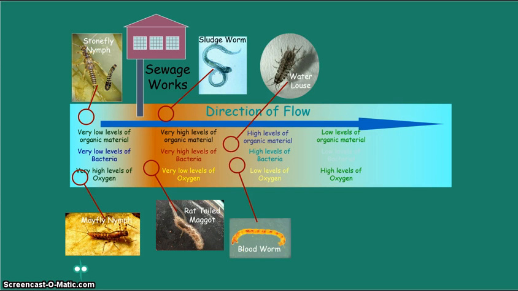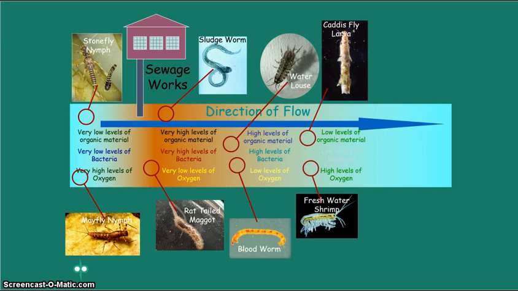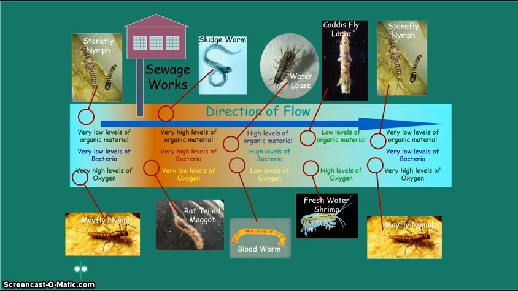Continuing on, we find cleaner water species, such as caddisfly larvae or freshwater shrimps. And then eventually, once all the organic material is broken down, we are back to finding very clean water species, such as the stonefly nymphs and the mayfly nymphs again.